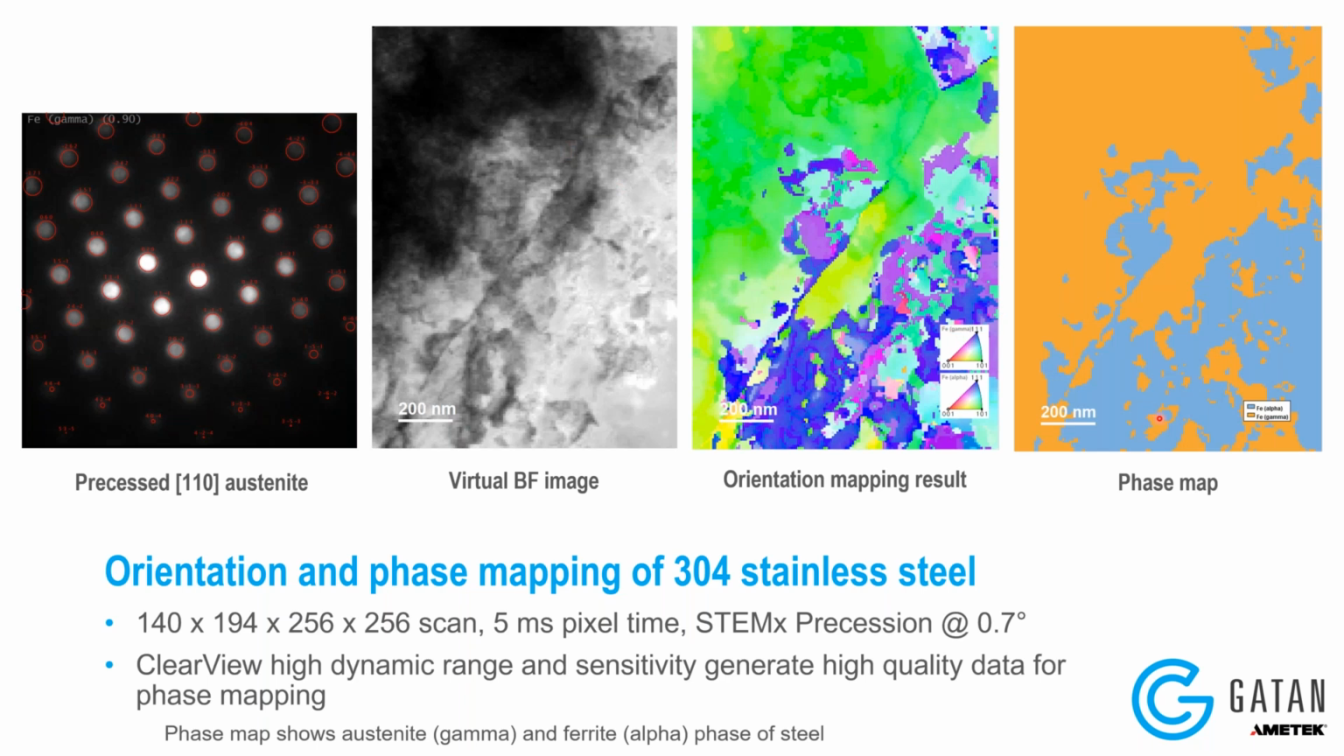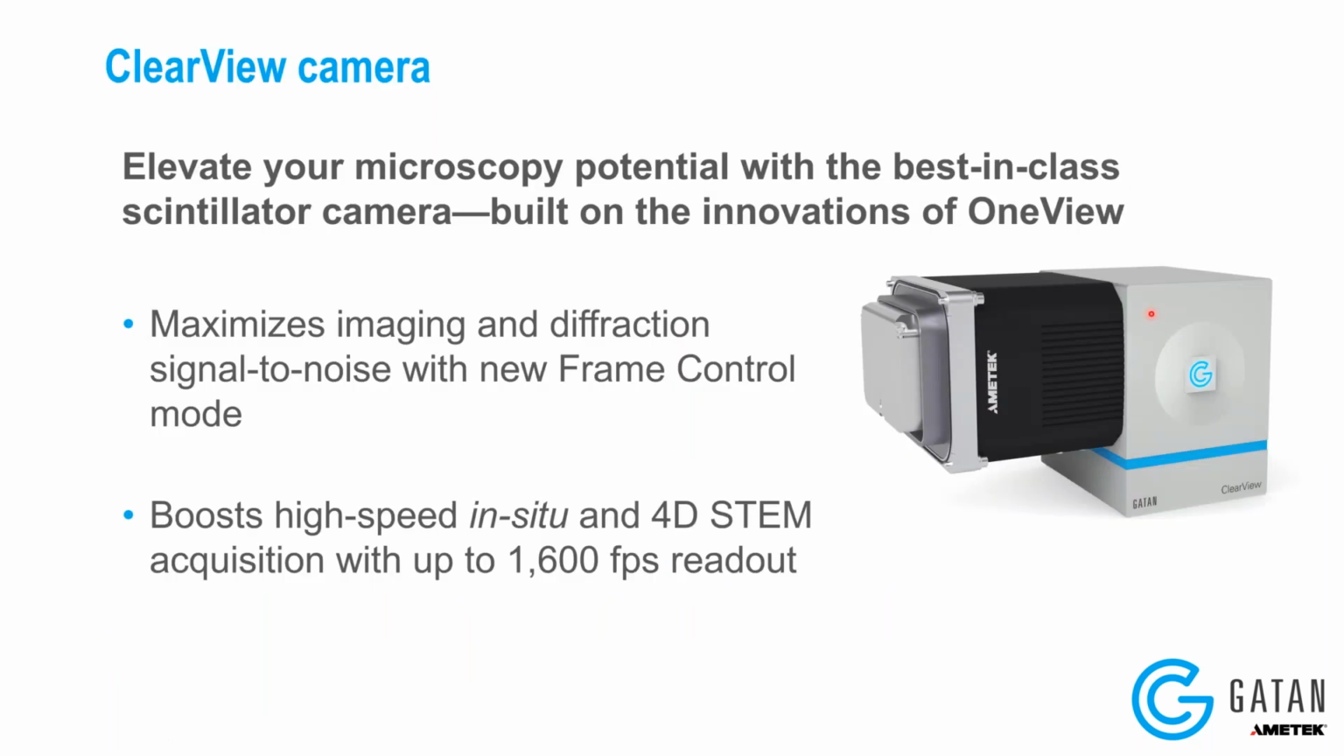In this case, this is stainless steel. And so we have the austenite phase and the ferrite phase that we can index and then map out really nicely here with the ClearView camera and the tools within DigitalMicrograph for 4D STEM. So that is pretty much the end of my presentation.